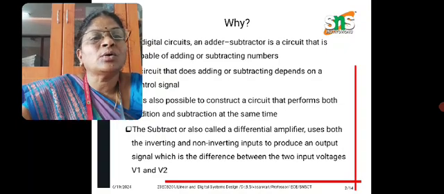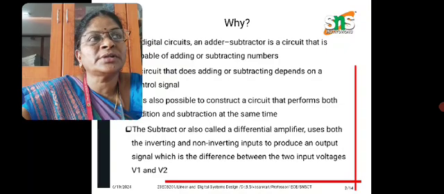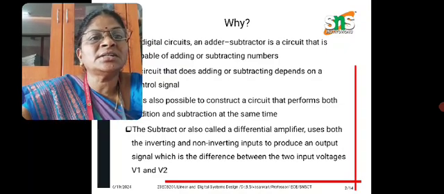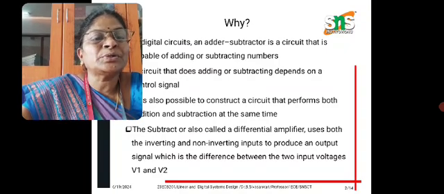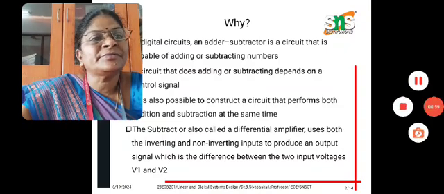Subtraction is also called a differential amplifier, which uses both the inverting and non-inverting inputs to produce an output signal, which is the difference between the two input voltages V1 and V2.